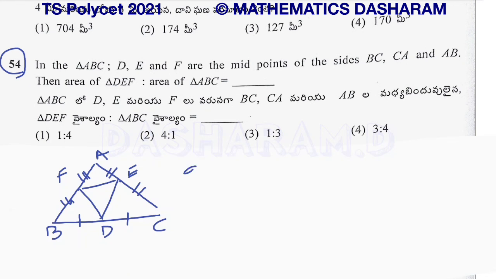Then it is asking what is the ratio of the area of triangle DEF to the area of triangle ABC. So this is a question from the textbook.